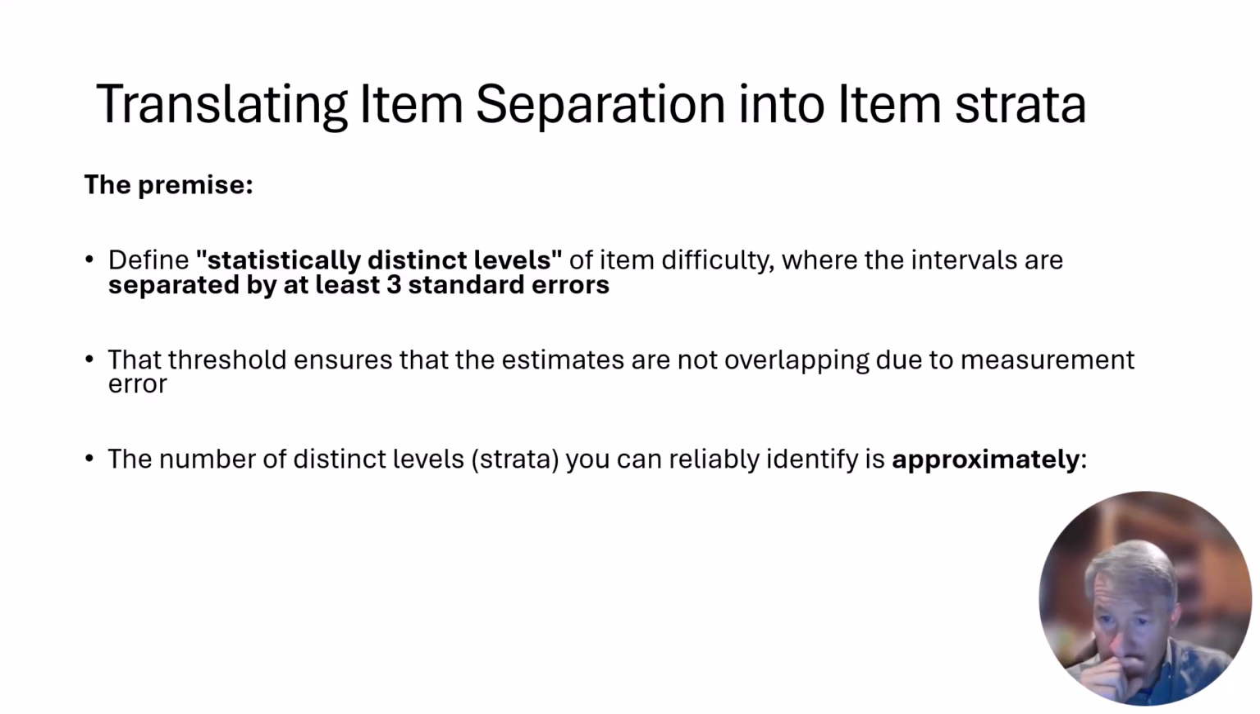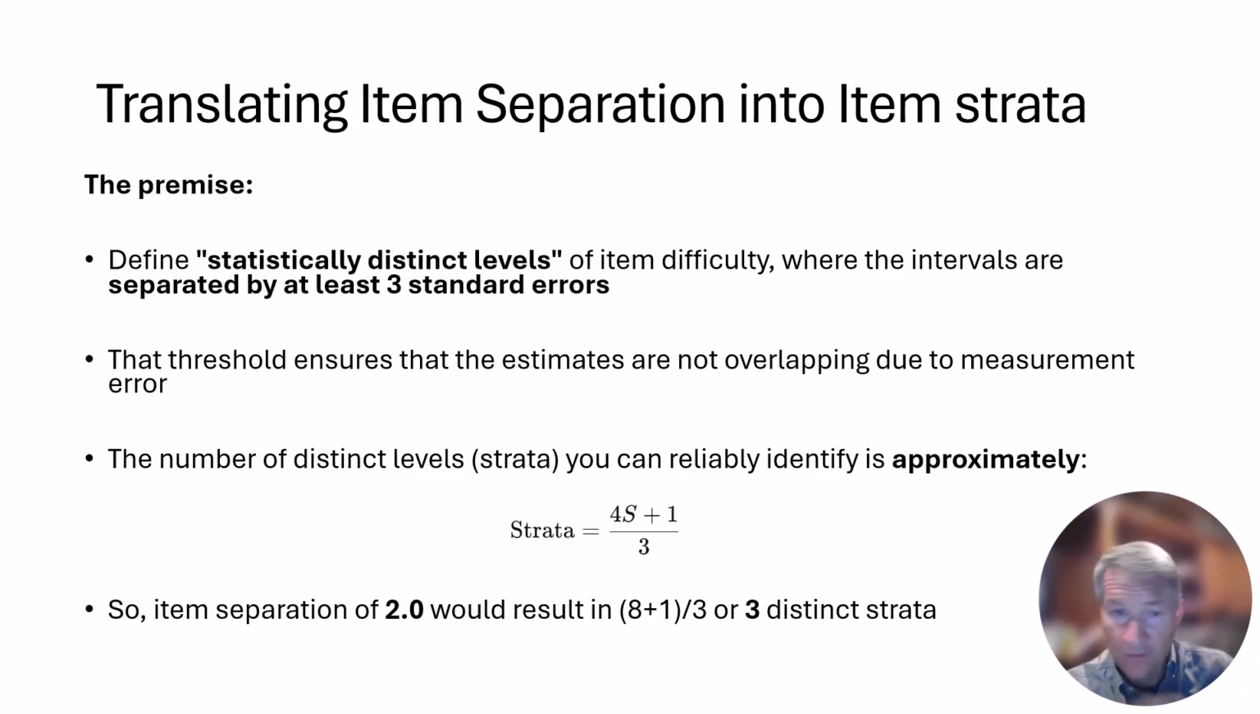There's a formula that we can use to convert item separation values into item strata, and that formula is defined as: the number of statistically distinct levels, or strata, is equal to 4 times the separation value plus 1, divided by 3. So, for example, if we estimated an item separation of 2.0, that would result, after doing the arithmetic, in 3 statistically distinct strata or levels.